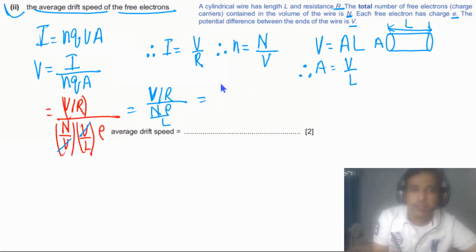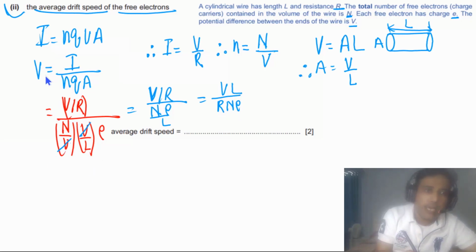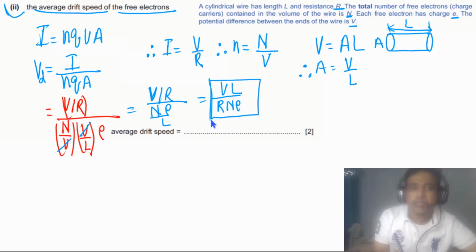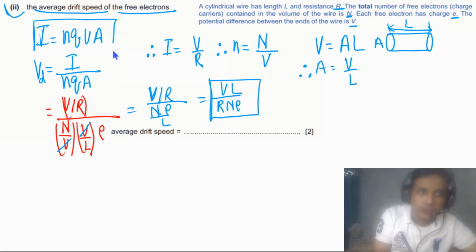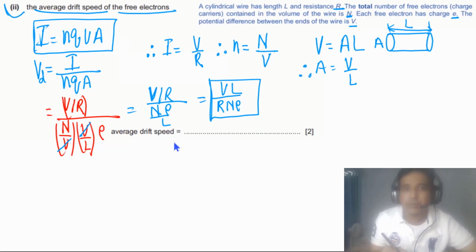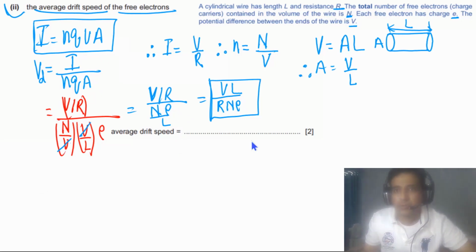So if we simplify this one, we can say this is V divided by R capital N E, and here we have L. So this is the average drift speed. And so this is our final answer. Simply you need to understand I is equal to which quantities, N is equal to what, and A is equal to what, and then simply put in transport equation, and you can find out value of drift speed. And this question has 2 marks. If you have got the right answer, you will get 2 marks.